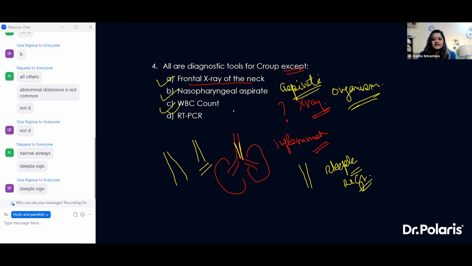WBC count, yes, it is very helpful if it is a bacterial infection. So in bacterial infection, what will happen? The WBC count will rise. So it is going to show you a definite evidence of infection. RT-PCR, why not RT-PCR? Because most commonly it is caused due to a virus, right? So most of the time, maybe the virus cannot be isolated. So it might not result into the diagnostic evaluation. So that is the right answer.